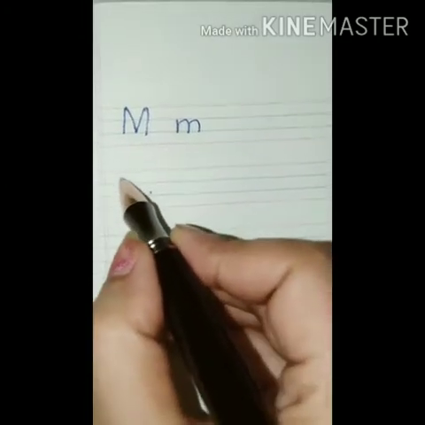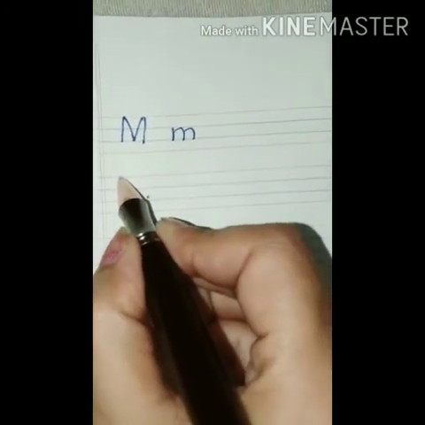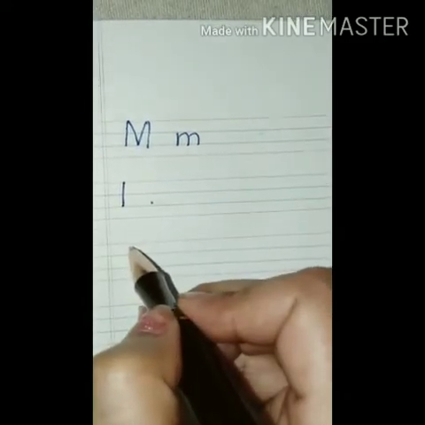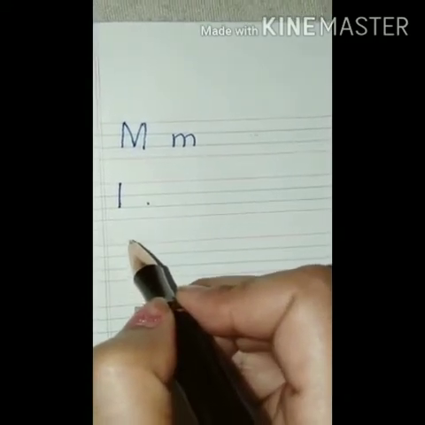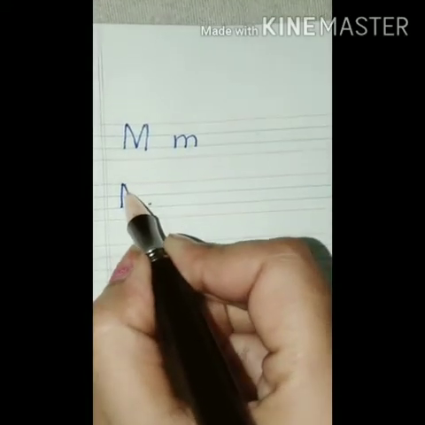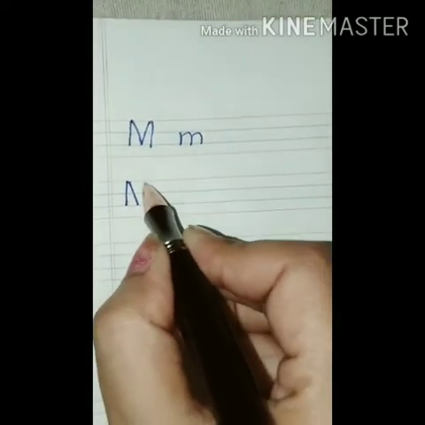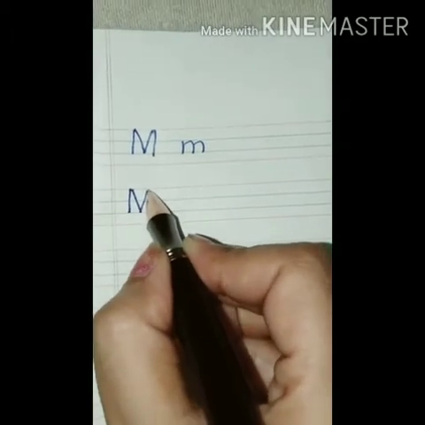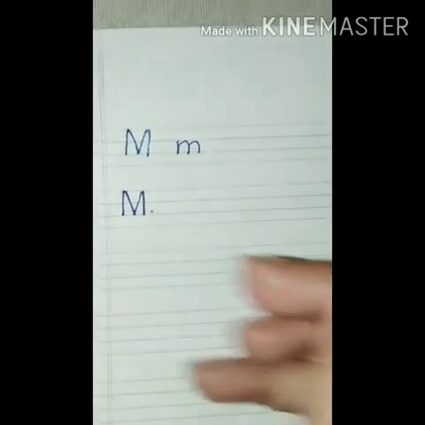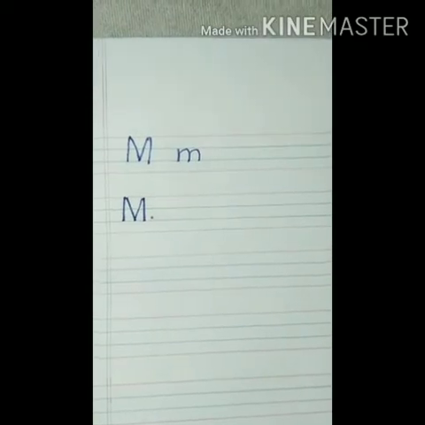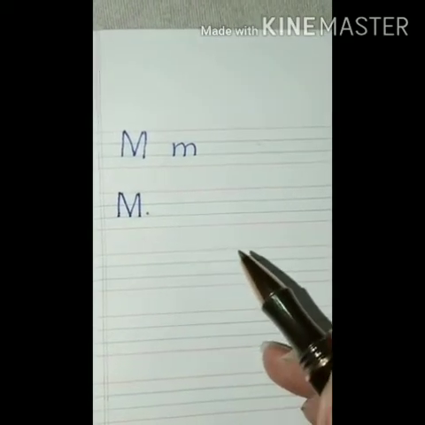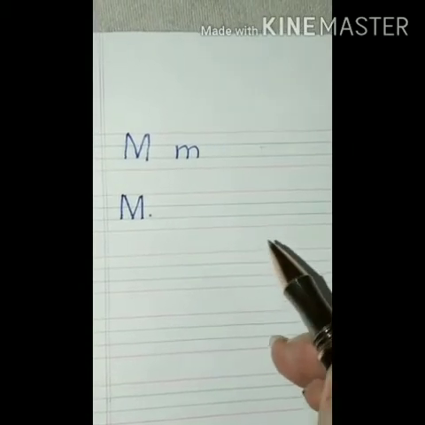Let's start. We will draw a standing line. Then we will draw two slanting lines. Do like this. Now we will make one more standing line. This is capital M.